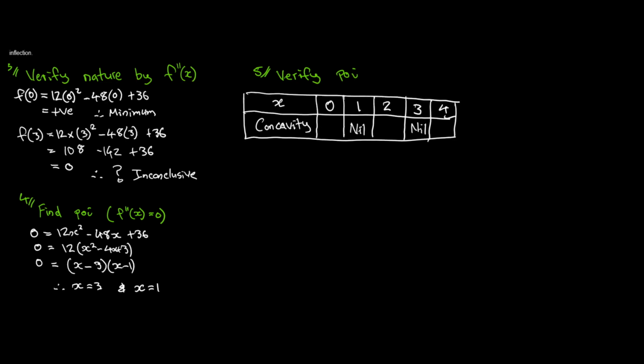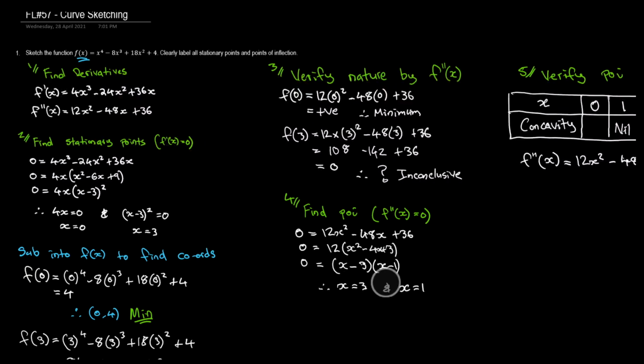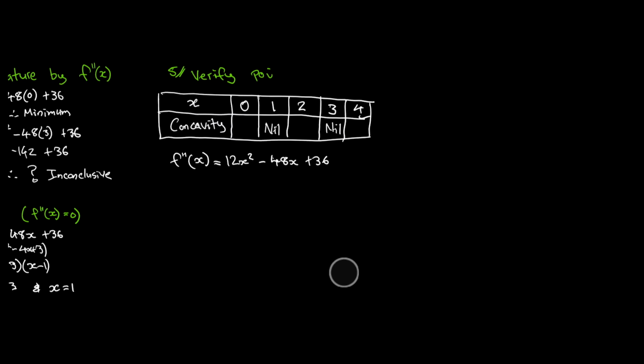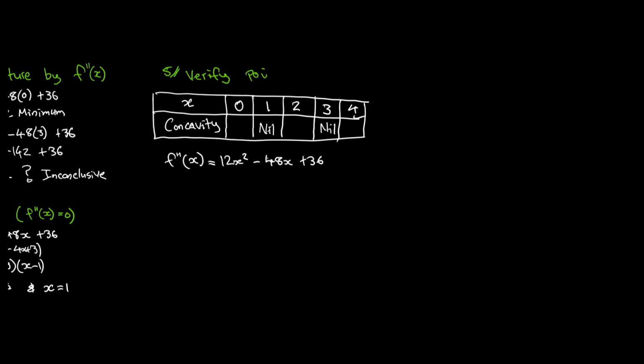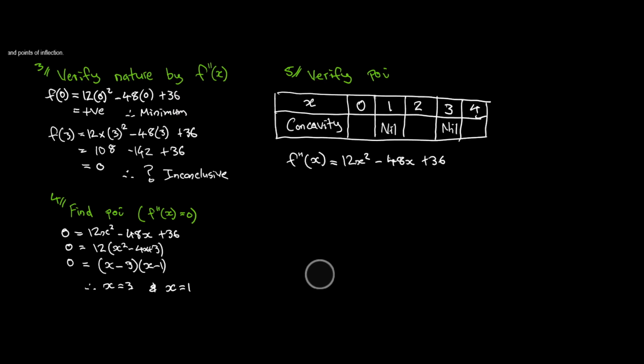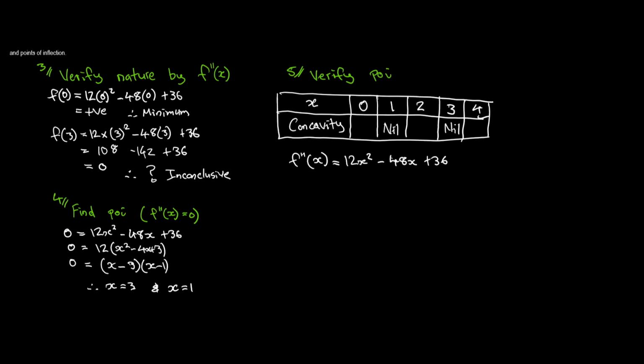So I'm going to substitute these values into the second derivative, which I'll remind myself is equal to, yes, that is the second derivative. So I'm going to sub those in, and I need to make sure that I've got downward concavity, then upward concavity to have a point of inflection. Even if it is a horizontal point of inflection, which at least for x equals 3, I'd imagine, I'm suspecting it is.